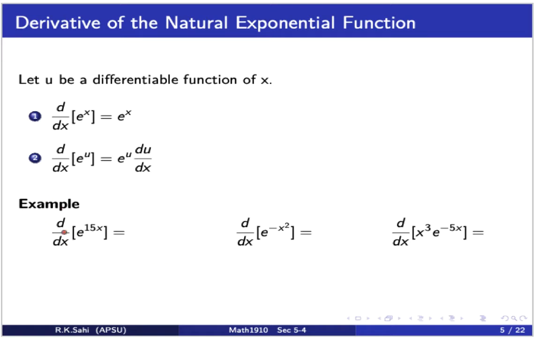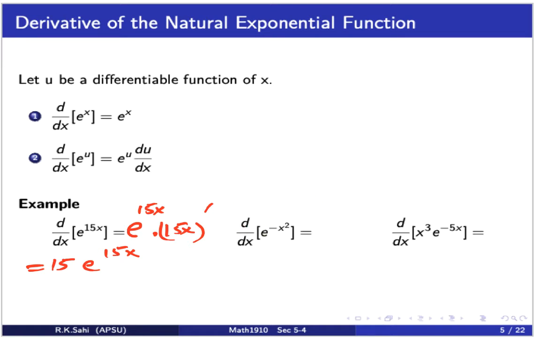So let's look at this example: e to the power 15x. Clearly, the x has a coefficient different than 1. So first of all, you say e to the power 15x times the differential of 15x. And so your final answer is 15 times e to the power 15x.